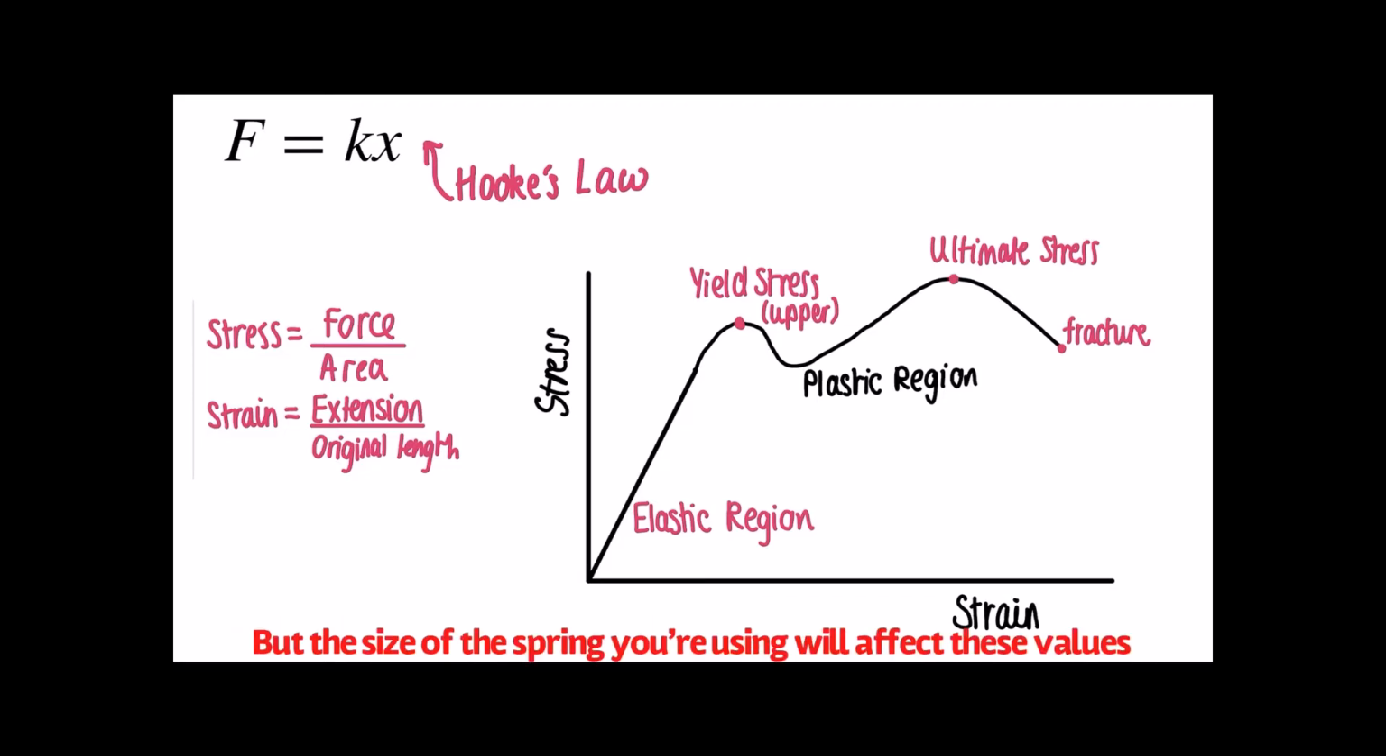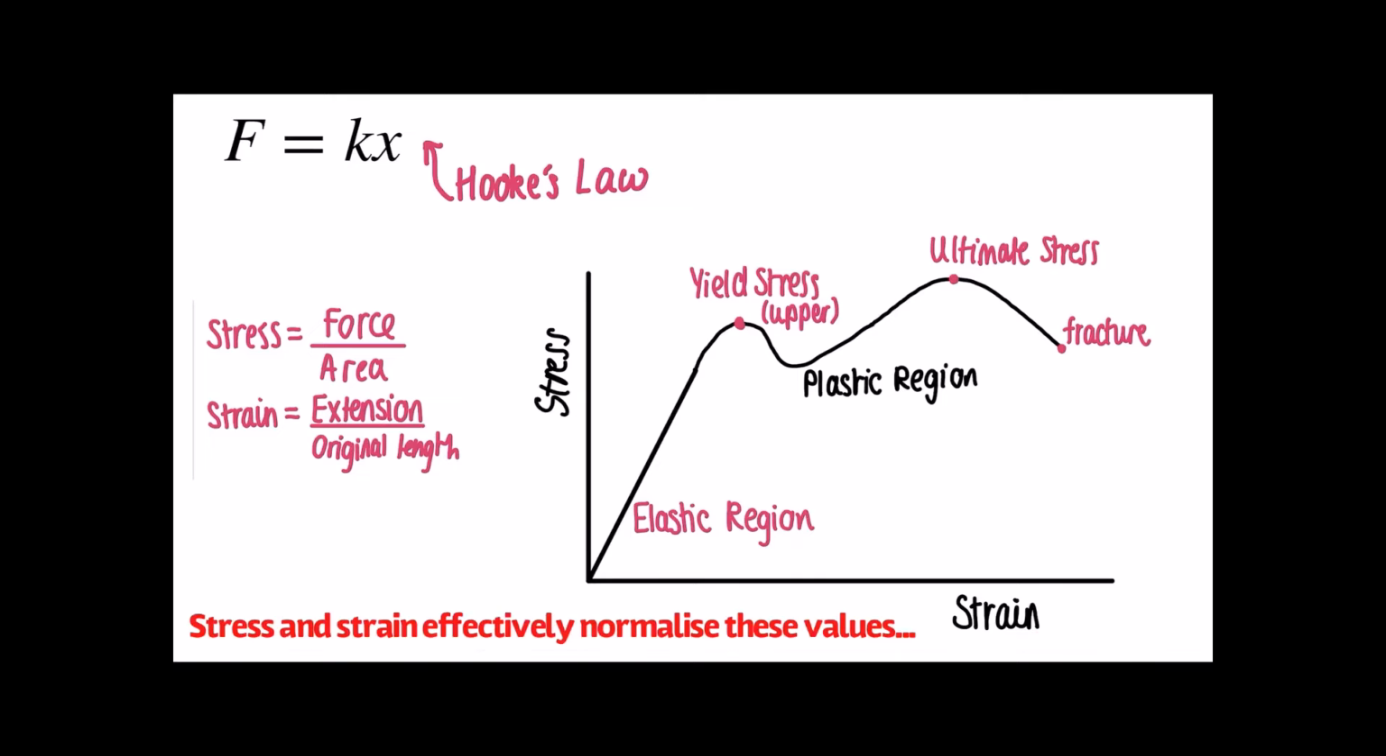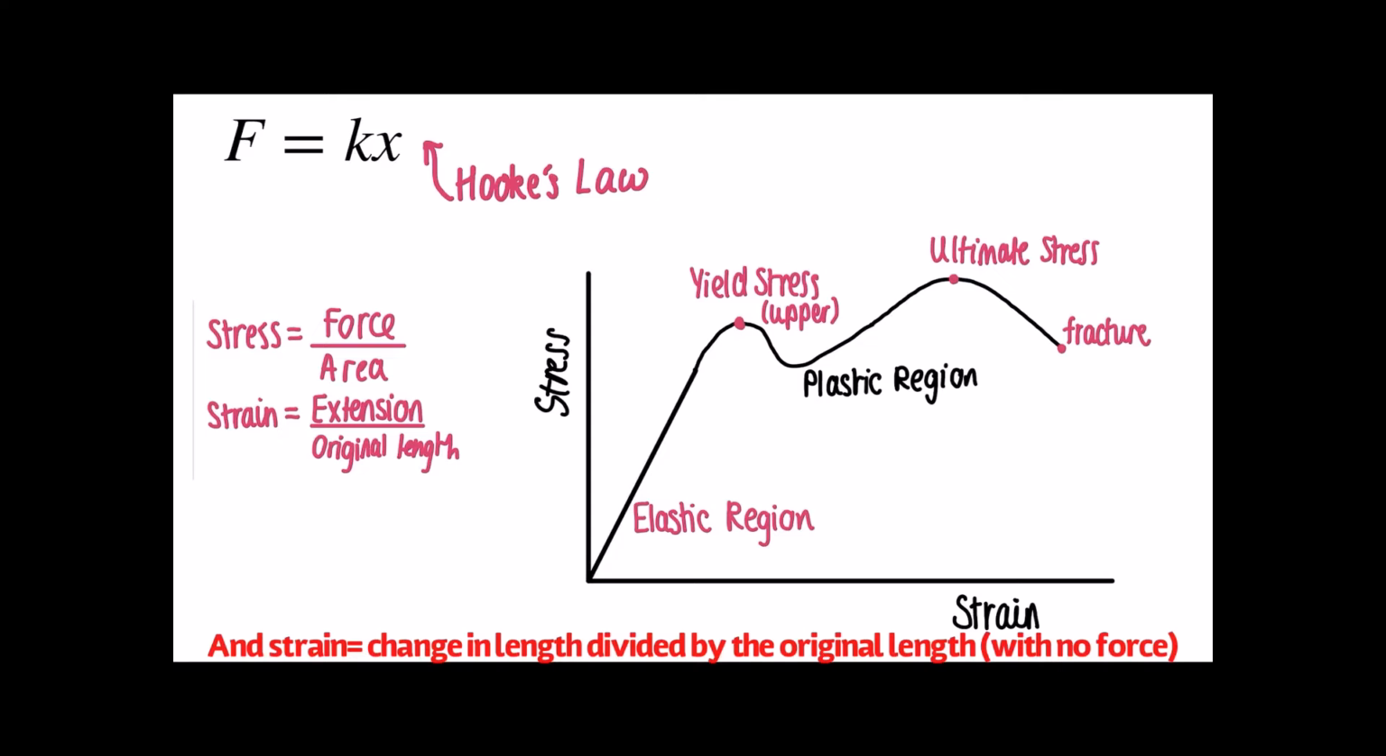But the size of the spring you're using will affect these values, and that's why we convert our force and extension into stress and strain. Stress and strain effectively normalises these values so we can compare results for objects of different sizes. Stress is equal to the force divided by the cross-sectional area, and the strain is equal to the extension, or the change in length, divided by the original length before we added any force.